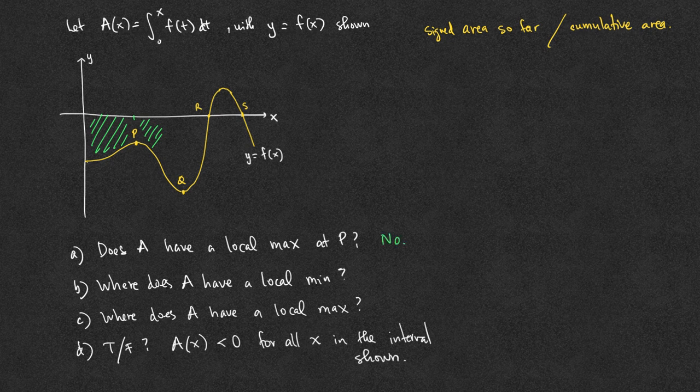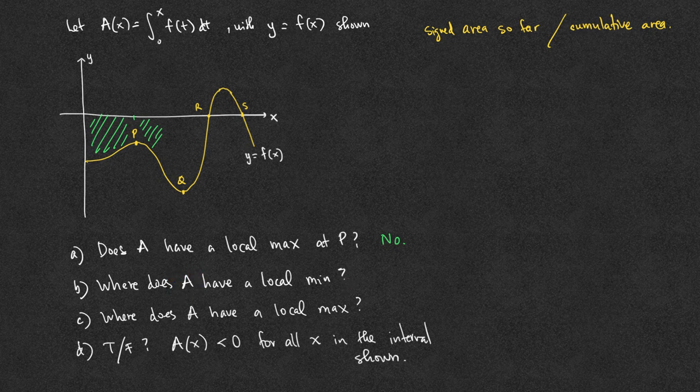A does not have a local maximum at P, even though the function f of x shows that there is a maximum at P. But again, the question does not ask whether f has a local maximum at P, but A, the cumulative area.